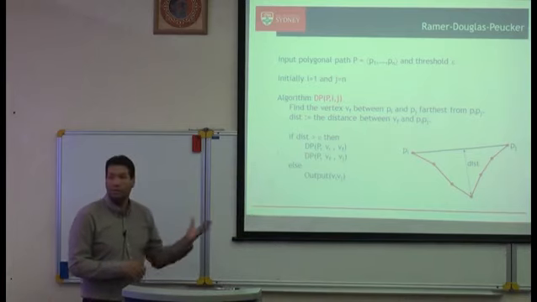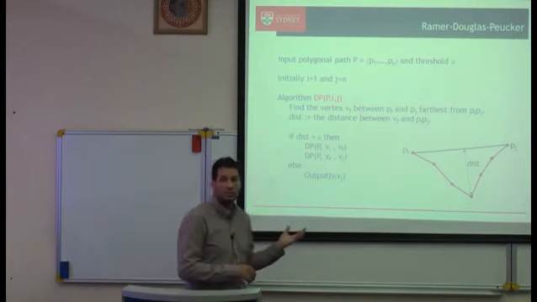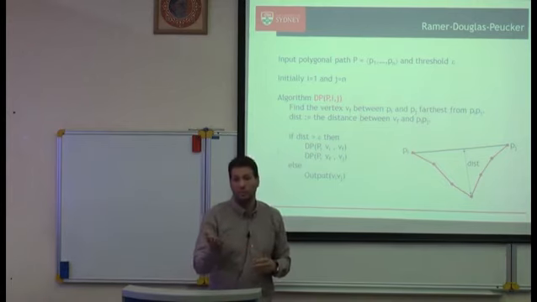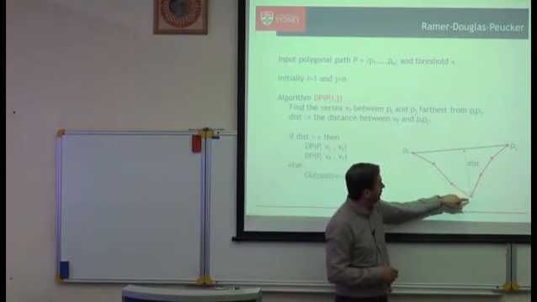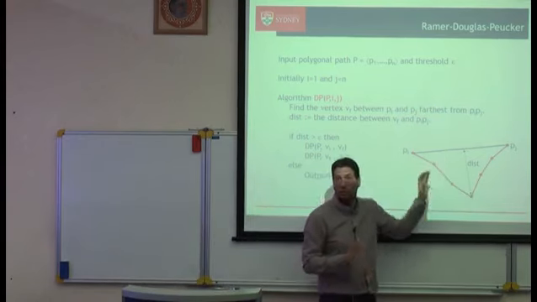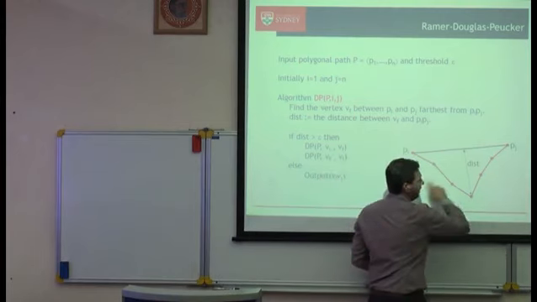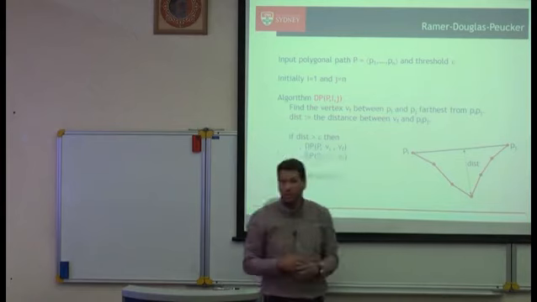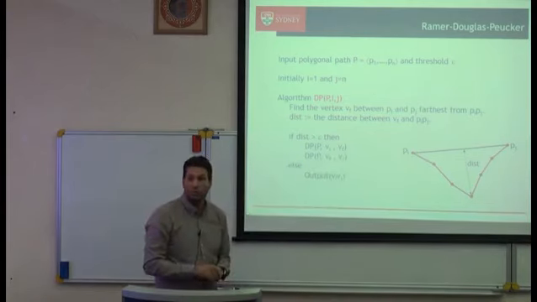So what is the error here? Is the error the Fréchet distance? Hausdorff distance, exactly. It's just the maximum distance between a point and a segment. So it's not the Fréchet distance, right? Because the path could go back and forth here, and it could have a very large Fréchet distance. But this is a simplification with respect to the Hausdorff distance.